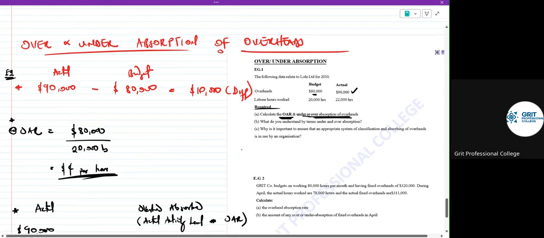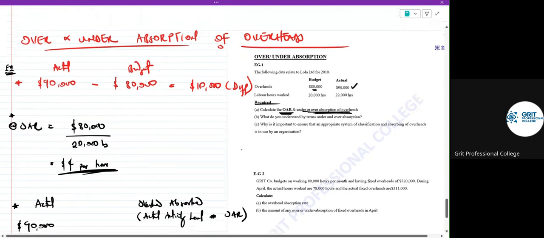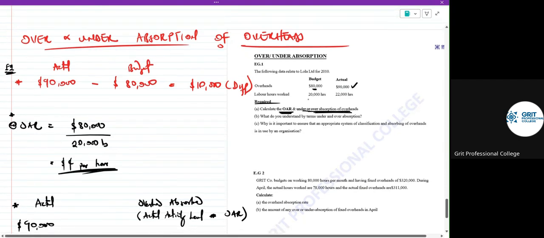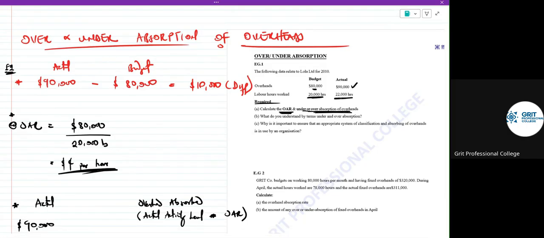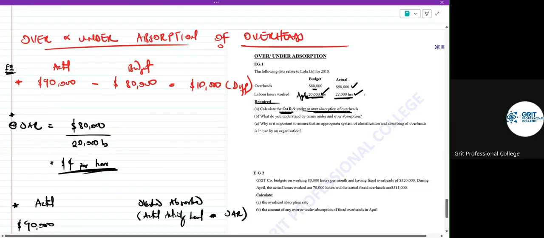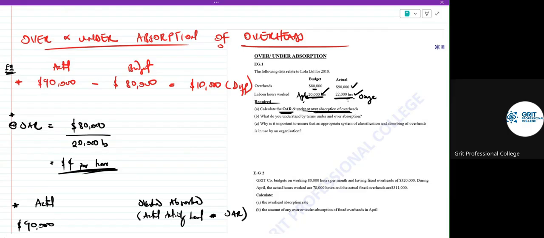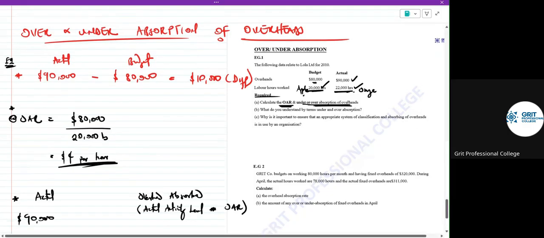The reason is very simple. I mentioned that from the original data, the budgeted activity levels and the actual activity levels are different. This is 20,000. This is 22,000. This is like apple. This is orange. And you can't compare apples and oranges. So we need to be able to compare apples with apples and oranges with oranges.